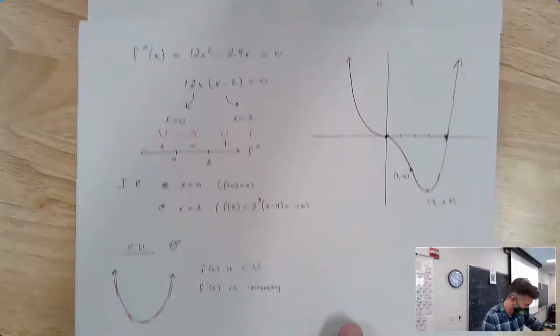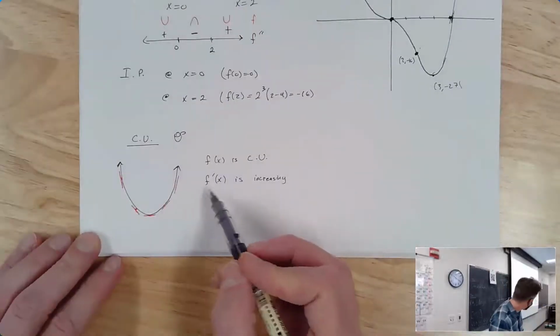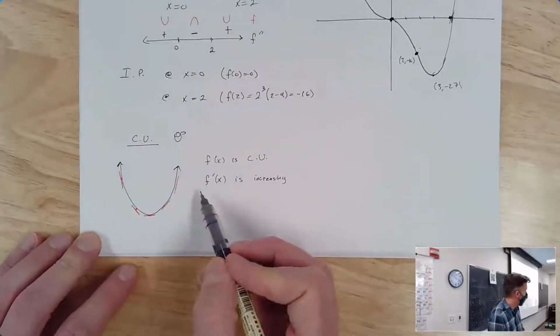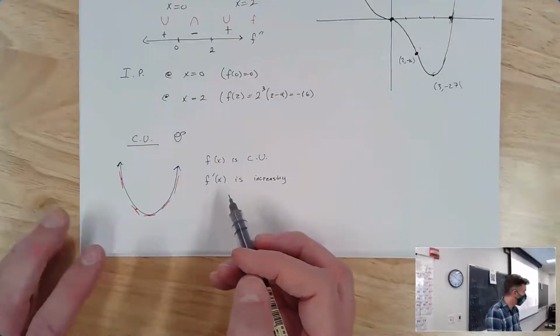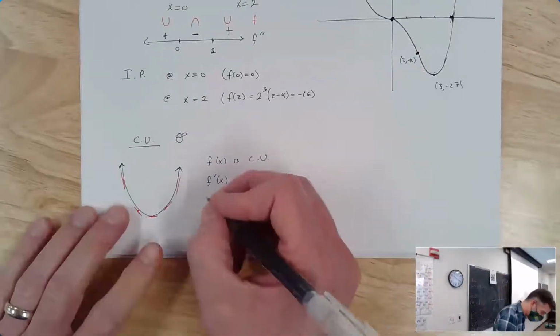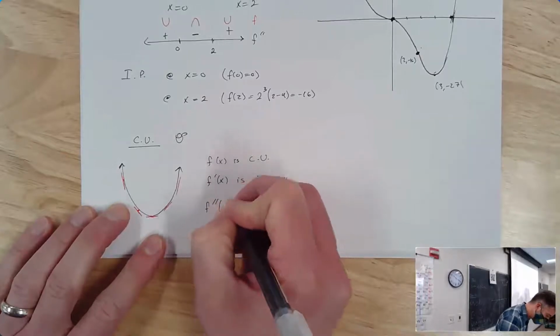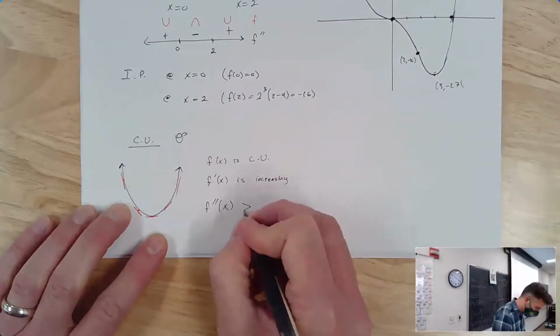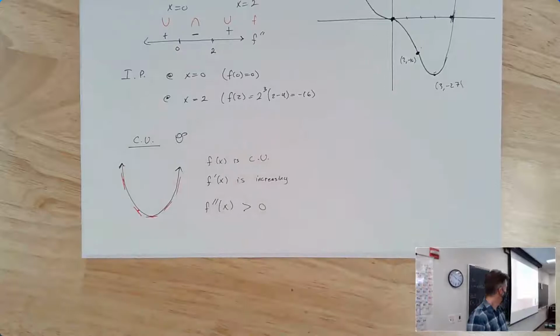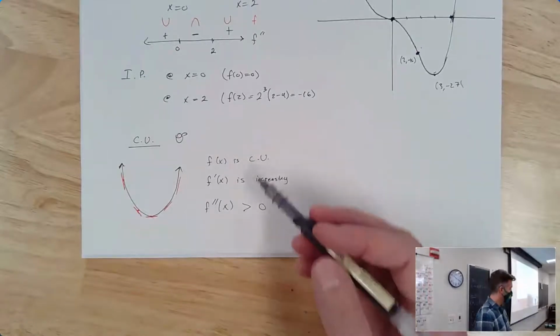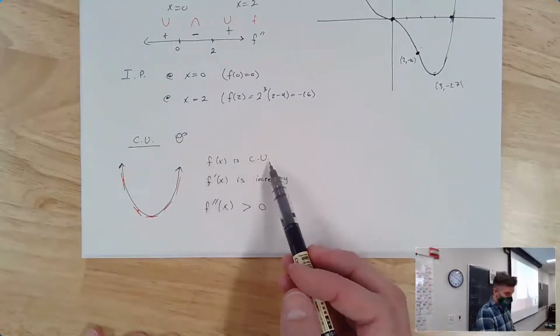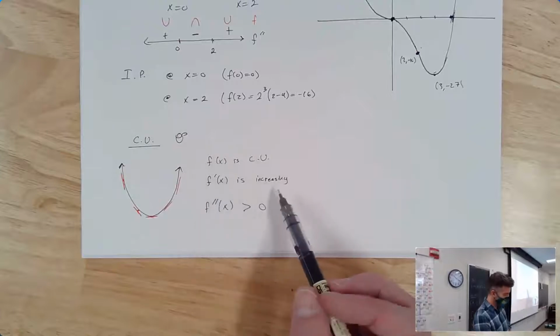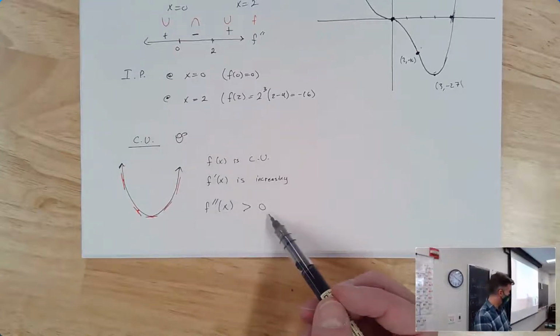Okay, so now look back here. This function, f prime of x, is increasing. Its derivative is positive. So these 3 things are equivalent. When the function is concave up, that means the first derivative is increasing. That means the second derivative is positive.